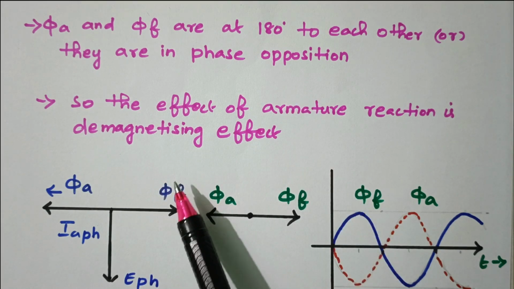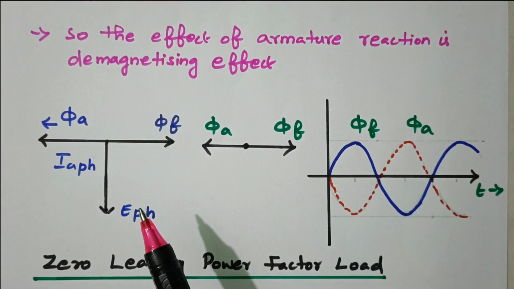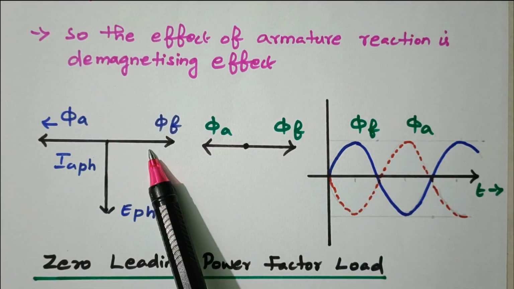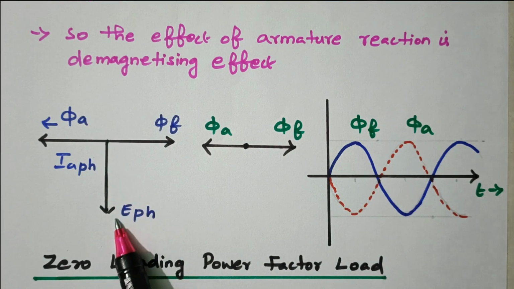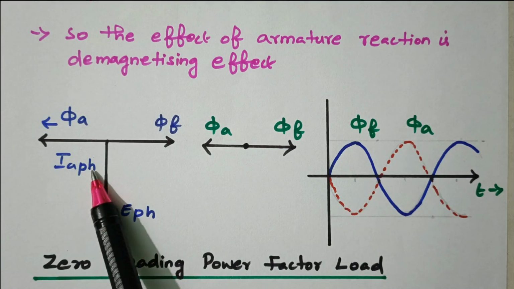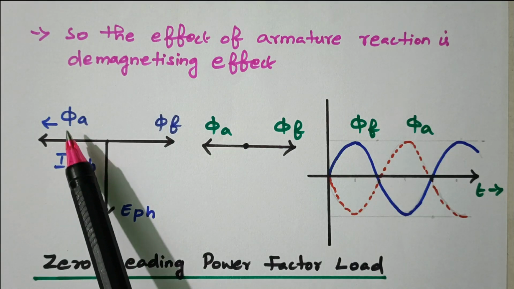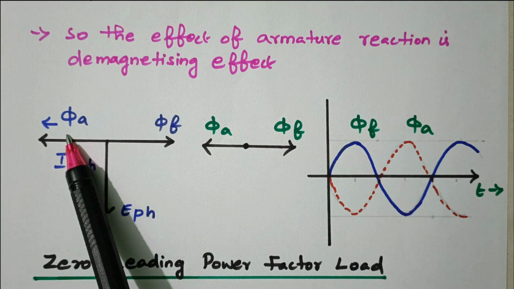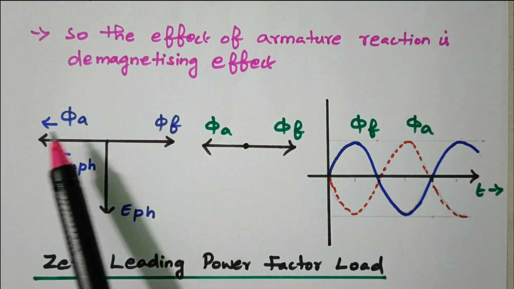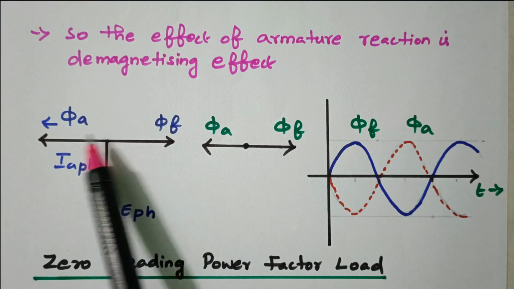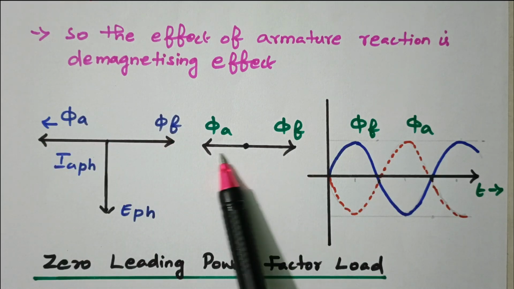In the earlier case, because of the 90 degree phase, it was cross magnetizing. See, this is the pi F. Here the E phase is there, which is 90 degrees. There is a 90 degree phase between pi F and E phase. Because of E phase, IA phase is created. Due to that, pi A, the armature flux, is created. See, these both are opposite, 180 degrees opposite.